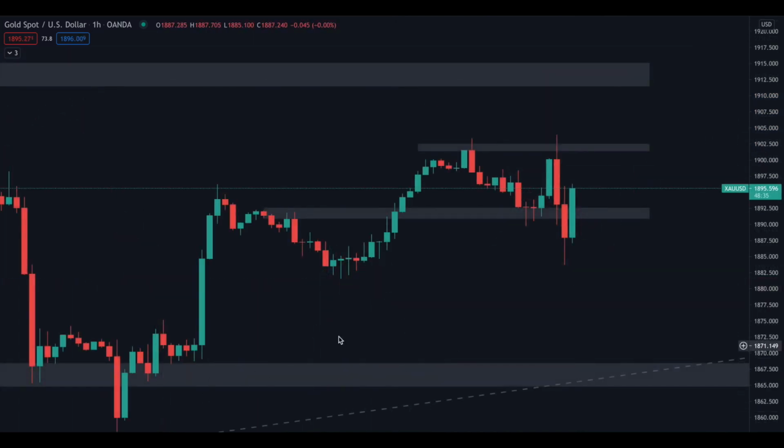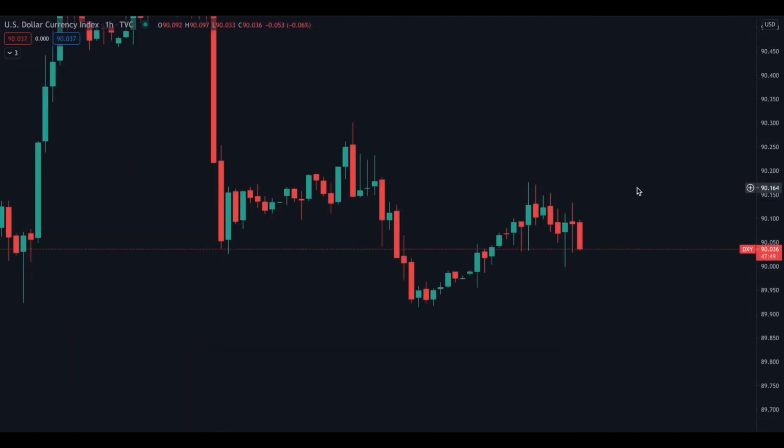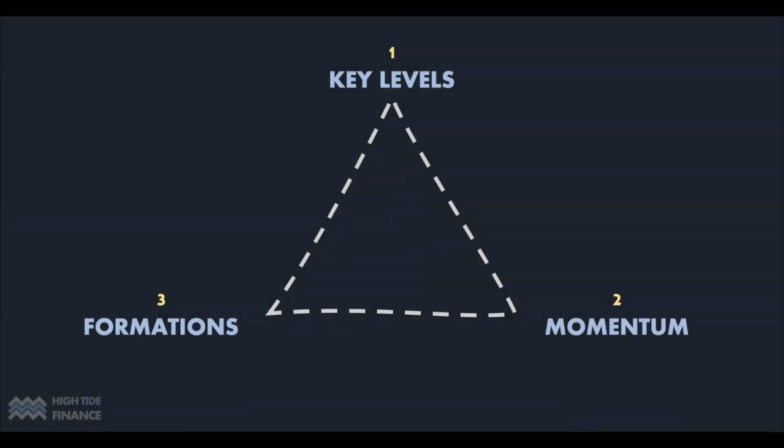Remembering that the overall trend is bullish, we're simply not interested in any of this bearish movement. We're just going to wait to see if an opportunity to buy gold above here does come. Something else we can do is reference the dollar currency index chart. If the dollar is moving down, then that confirms our bias of buying gold. So we know where the key levels are in the market. We also know where the momentum is in the market.